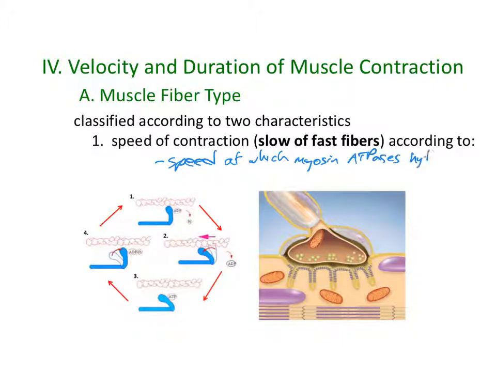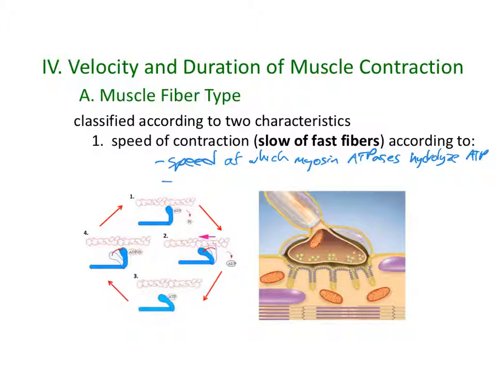Or hydrolyze ATP. So if you have a faster ATPase, that's going to give you a faster processing of ATP. If you have a slower ATPase, then that's going to slow it down. Speed of contraction is also impacted by the motor neuron.